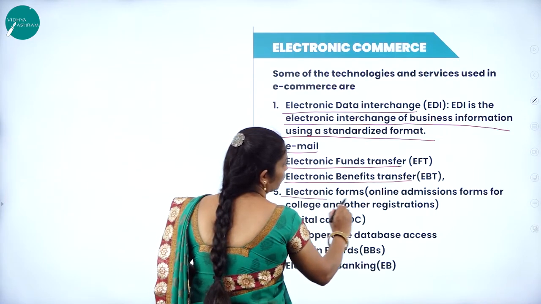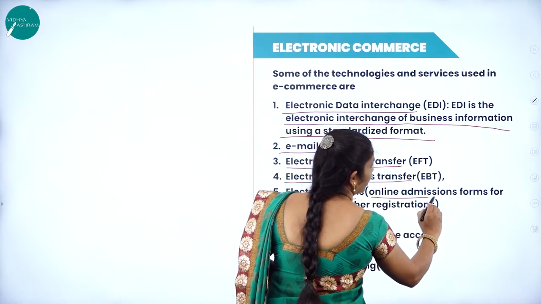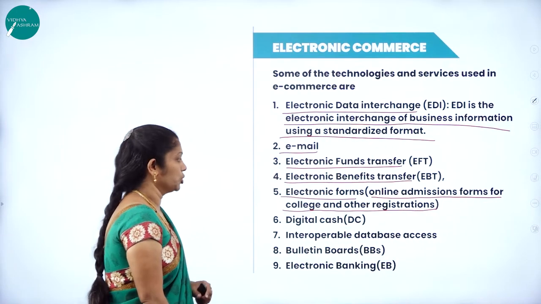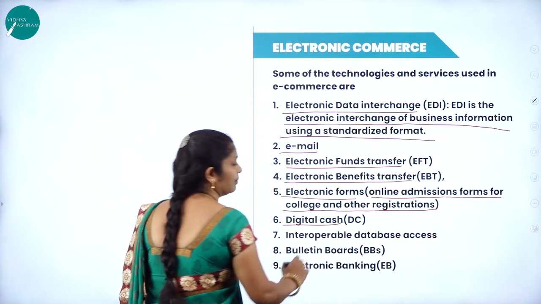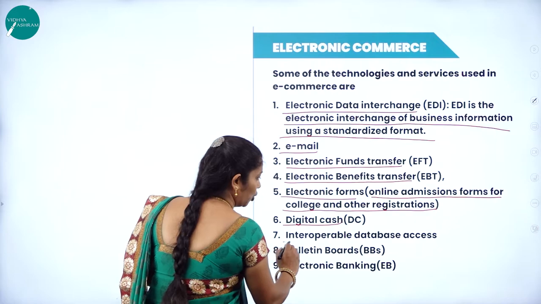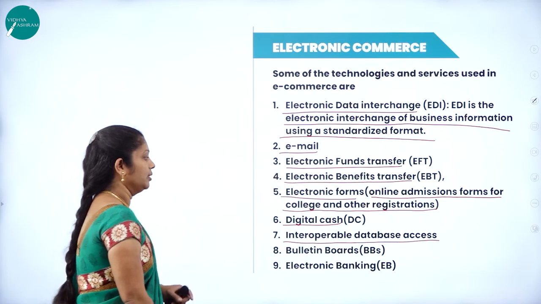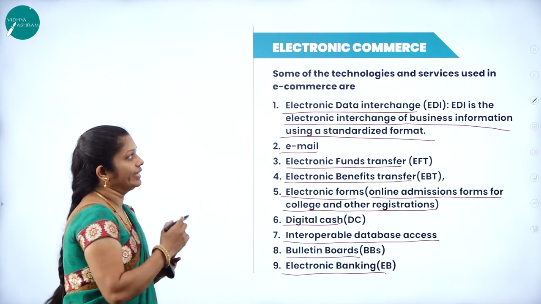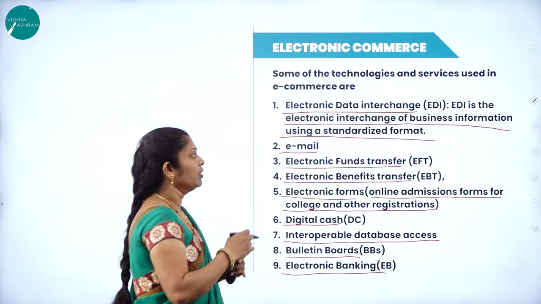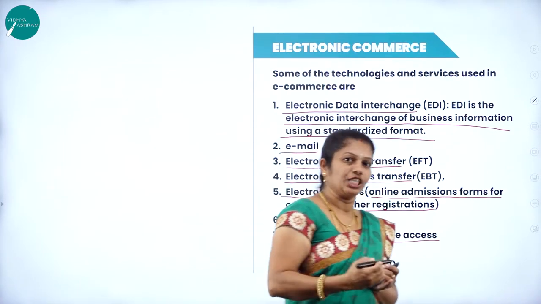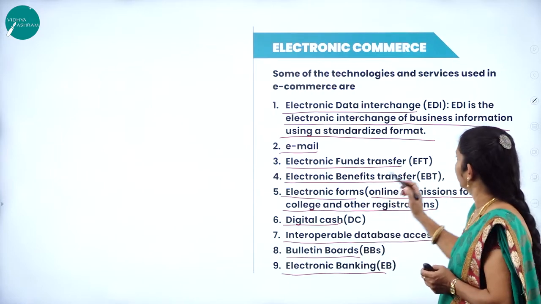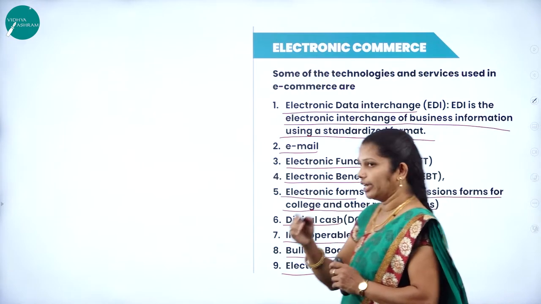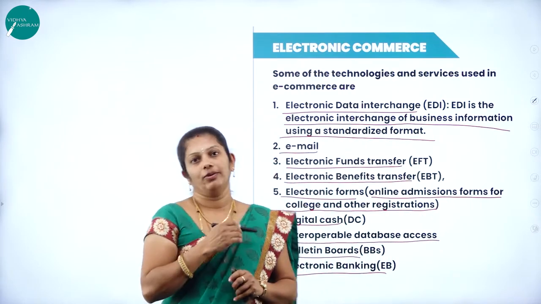or through electronic forms, like online admission forms for colleges and other registrations. For that also we can use it. Then digital cash we can pay here. And with that, interoperable databases, bulletin boards, and electronic banking. These are some of the techniques we use, especially in e-commerce. We can send through email, or through cash, or through electronic fund transfer, or electronic benefits transfer, or electronic forms, any format we can use here.